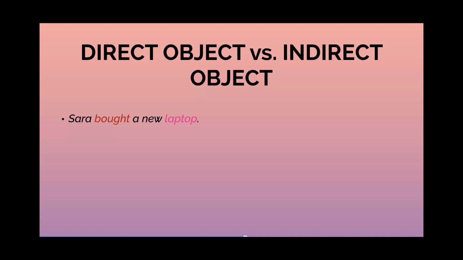However, if we say, Sarah bought a new laptop for her younger brother. Laptop here, as we said, is the direct object. Younger brother is the recipient of the direct object, or we can say that Sarah's younger brother is the person for whom the action of buying is done. The verb bought here is a ditransitive verb.